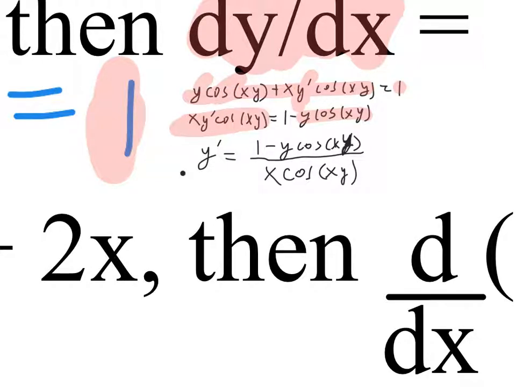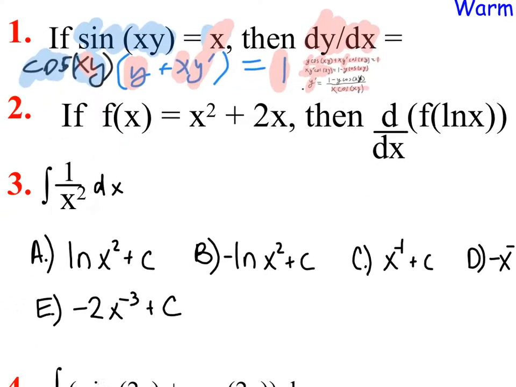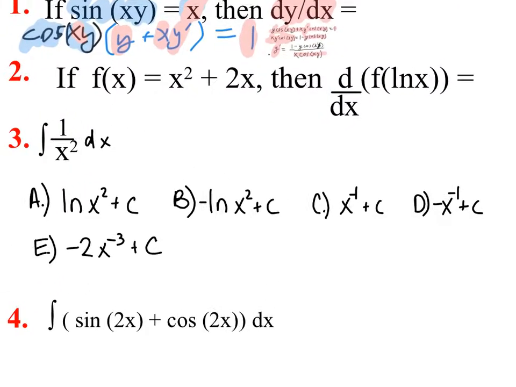Then I divided by x. I tried to get rid of the x and the cosine of xy. So I divided x cosine of xy on both sides. Now we have a dy dx. Y prime, otherwise known as dy dx. Alright, that's the first one. Hopefully you took good notes on that. Let's do the second one now.